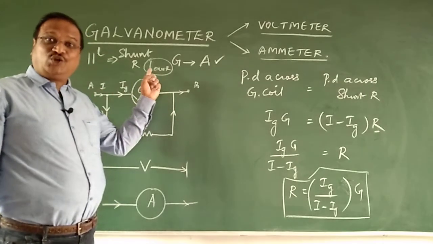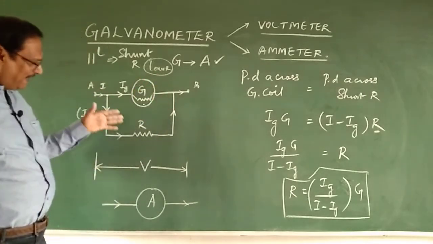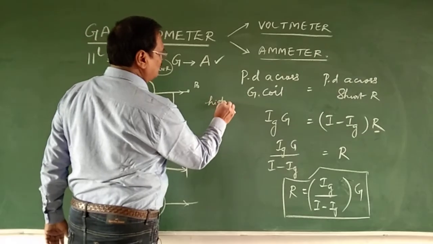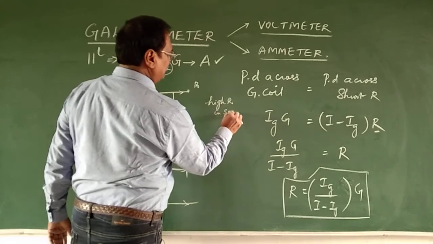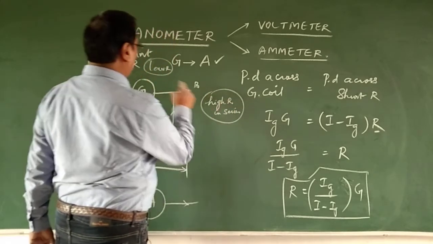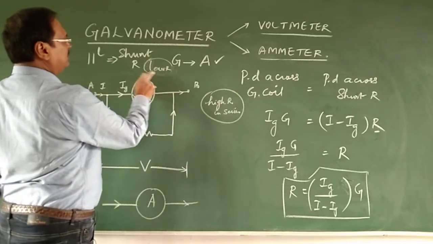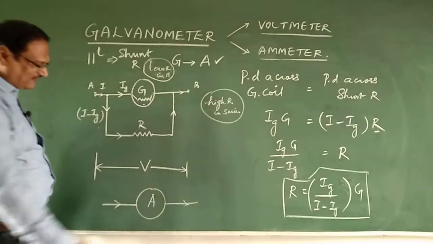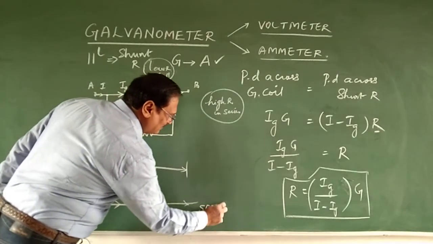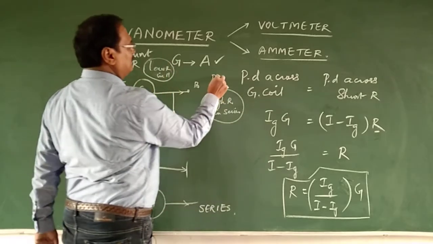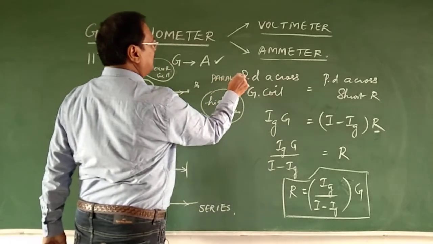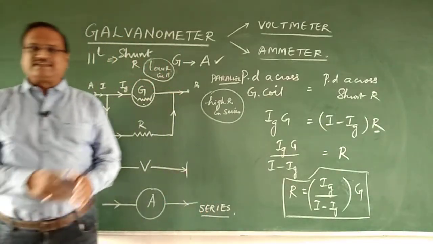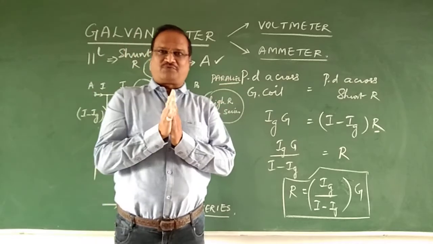So you connect a low resistance in parallel. Now, for the voltmeter you connect a high resistance in series, and here you connect a low resistance in parallel. So the concept is correct, but in the circuit you connect the ammeter in series and the shunt in parallel, so that the external current or voltage is not affected in any way. With this, we have completed this whole concept.